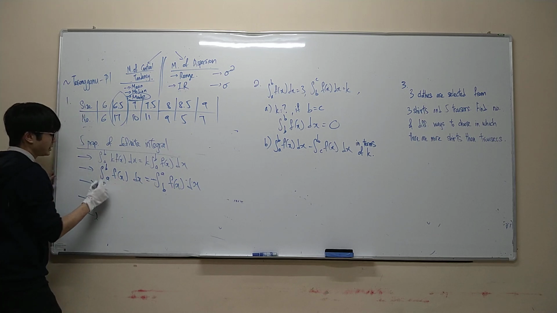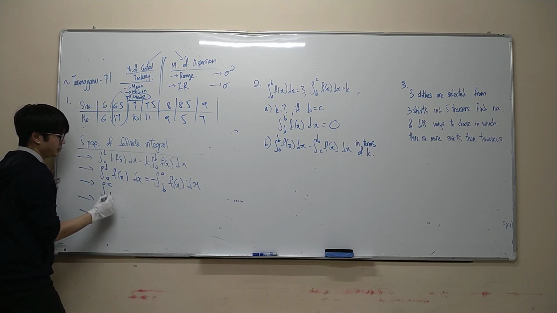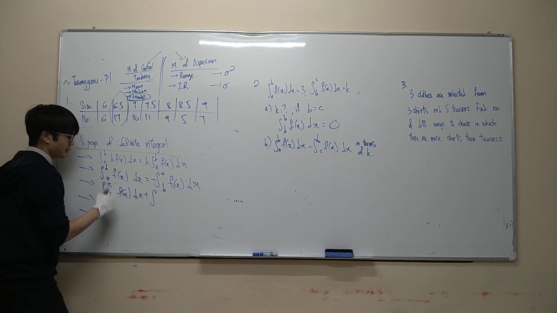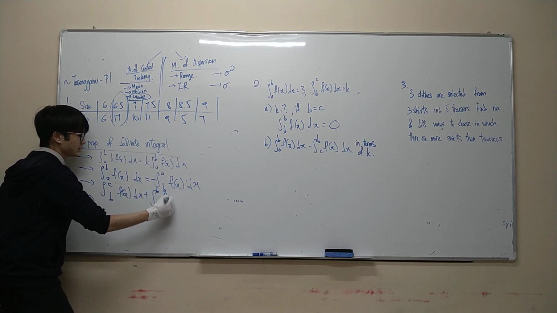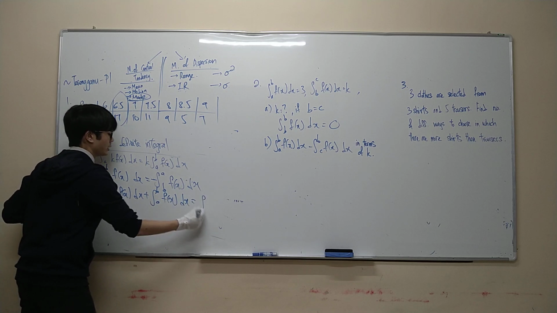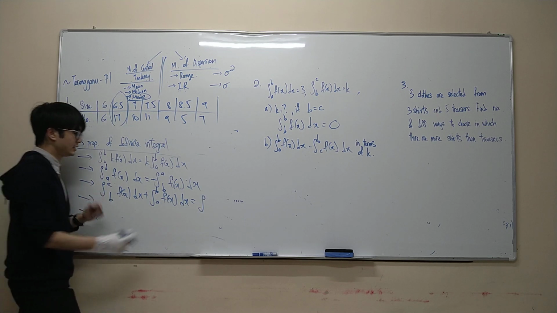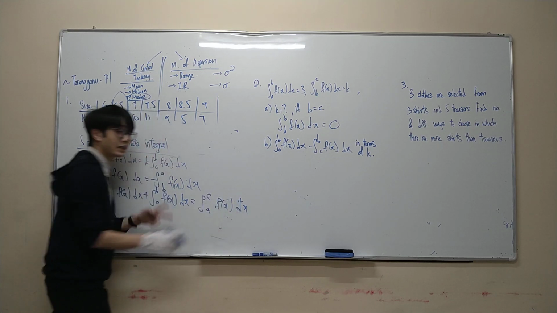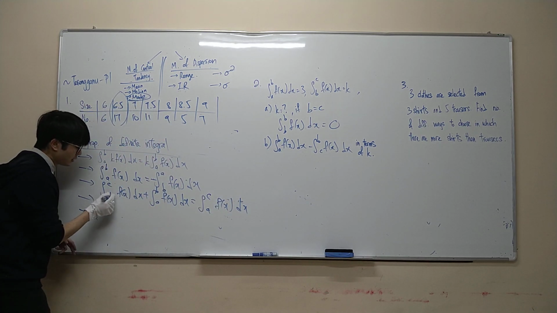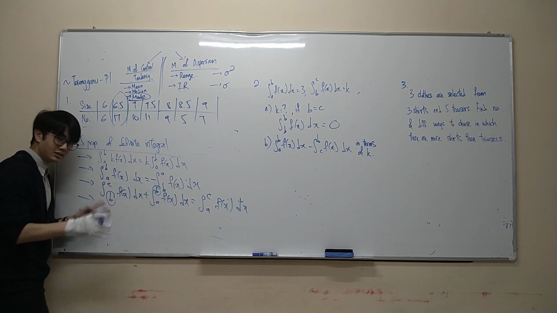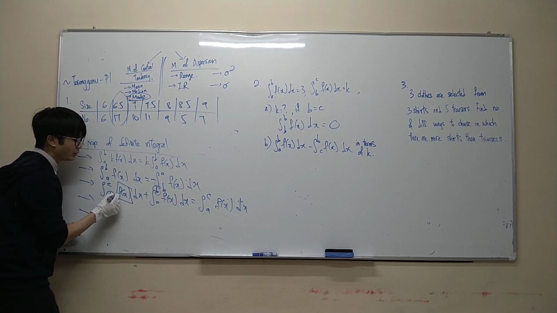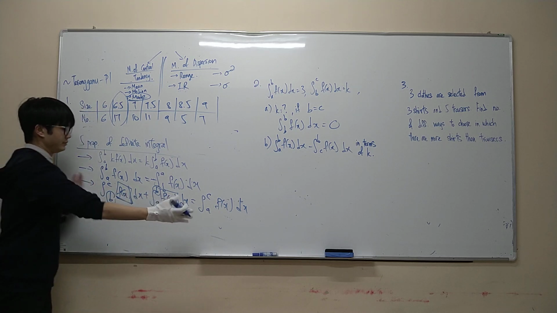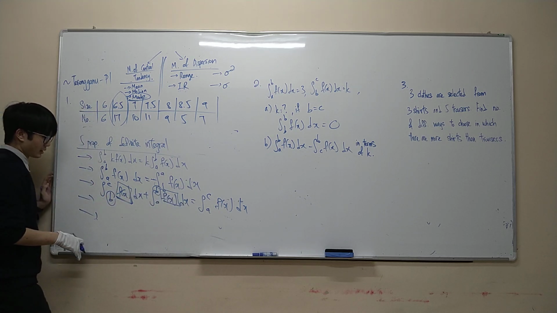Next will be integrate from a to b f(x) dx plus integrate from b to c f(x) dx, and it will be equal to integrate from a to c f(x) dx. But ada dua syarat. The number here and the number here must be the same, and what's inside here and what's inside here should be the same. Baru you boleh gabungkan.